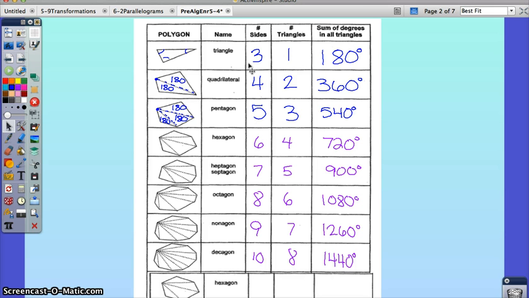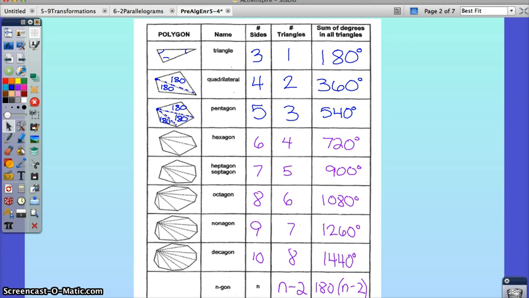Well, this number right here is always 2 less than the number of sides. So down at the bottom, your generalized rule, if you have n sides, you're going to have n minus 2 triangles. We always had 2 less triangles than the number of sides, and for each triangle you have 180 degrees. So you're going to take the number of triangles you would have in that figure and multiply it by 180 degrees. That's your rule.